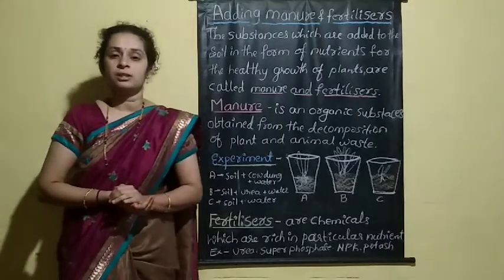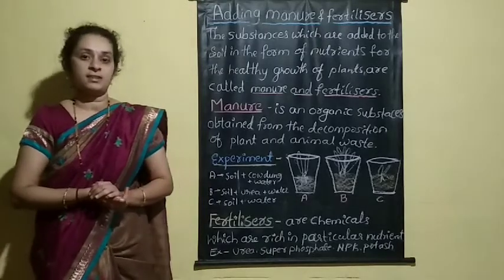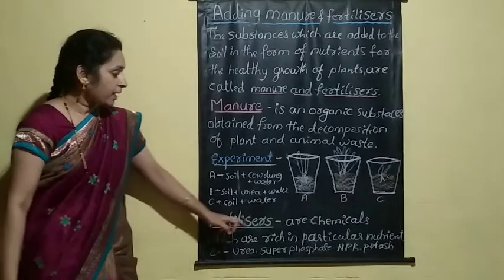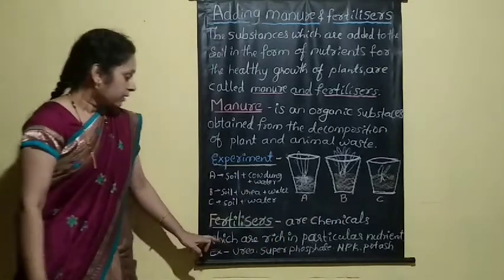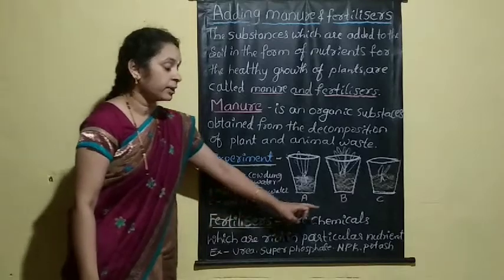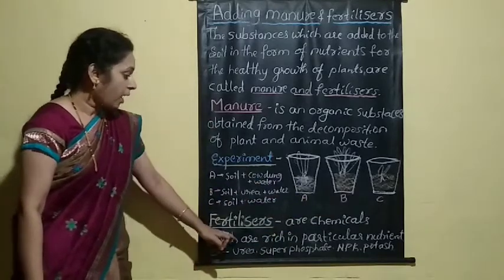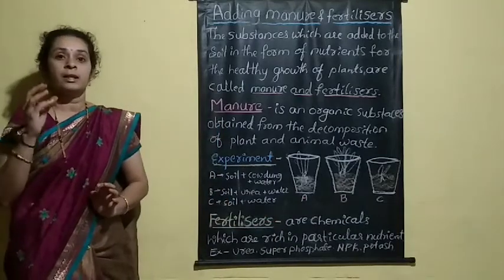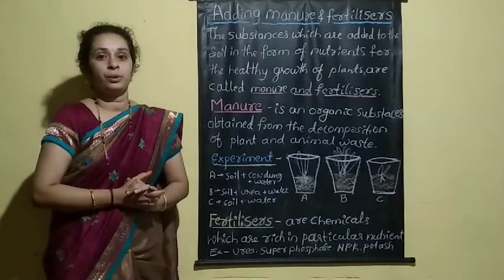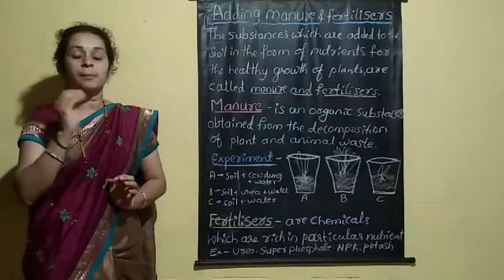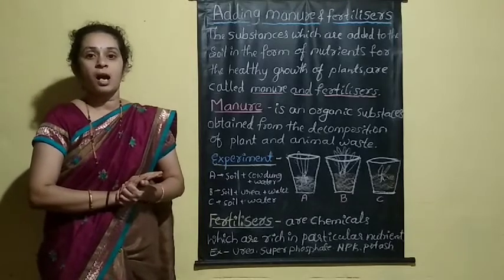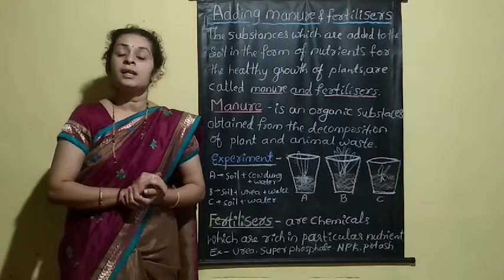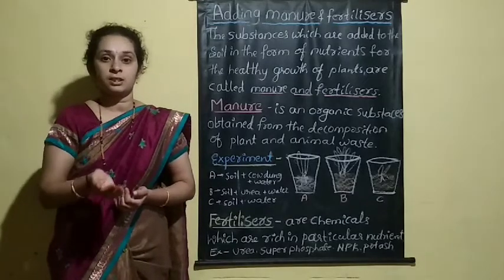Next, we have to discuss fertilizers. What is the meaning of fertilizer? Fertilizers are the chemicals which are rich in a particular nutrient. They have one type of nutrient. That type of chemical substance is called a fertilizer. Fertilizers are chemical substances.